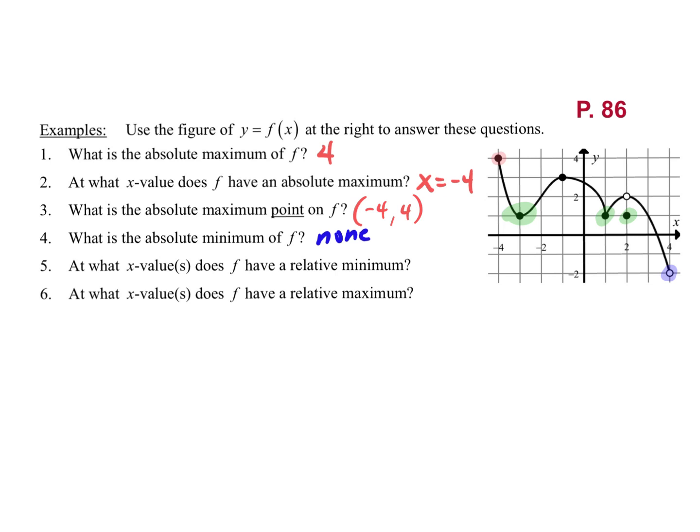There's 3 relative minimum values, because if I made a little neighborhood around this one, a little neighborhood around this one. This one's a little tricky because of the hole, maybe you got tripped up, but that is a value of the function. So the x value that corresponds to these, what's the x value here? Negative 3 and 2, okay? Negative 3, 1, and 2. How about relative maximum?